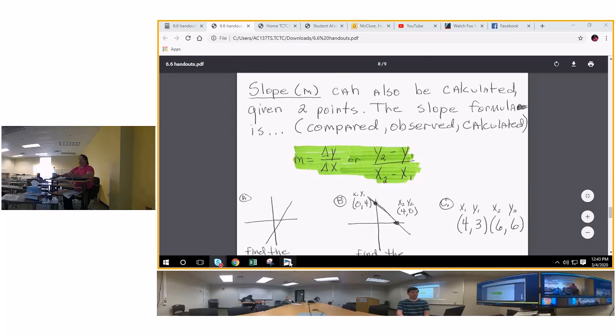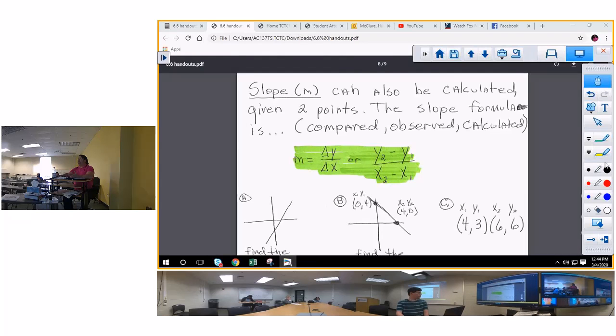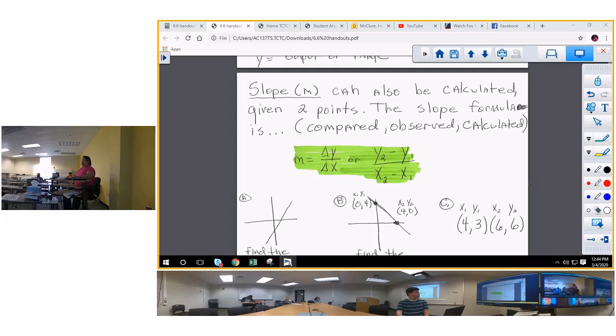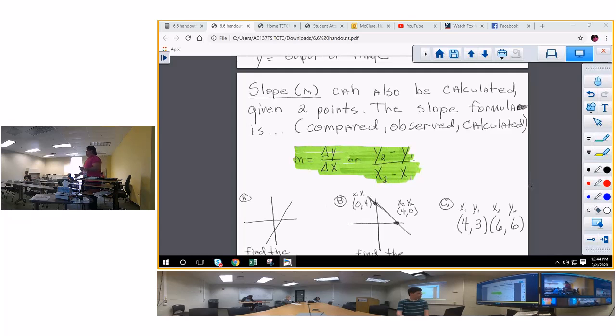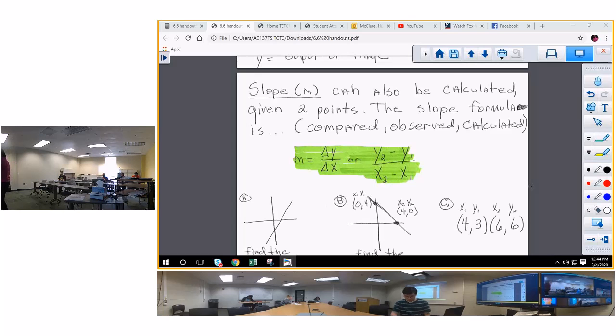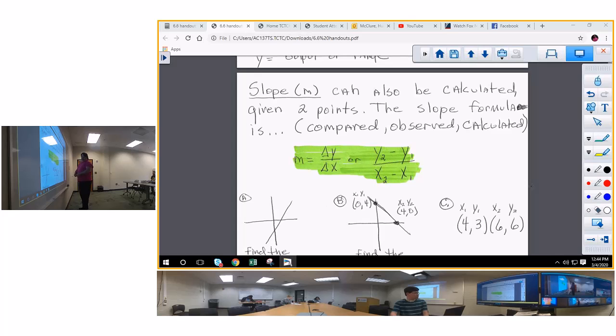My whiteboard. And let's do that third point right there. 4, 3, 6, and 6. And if you notice, which way do we read? We read from left to right. So I labeled these x sub 1, y sub 1, x sub 2, y sub 2. And I'm going to plug and chug.